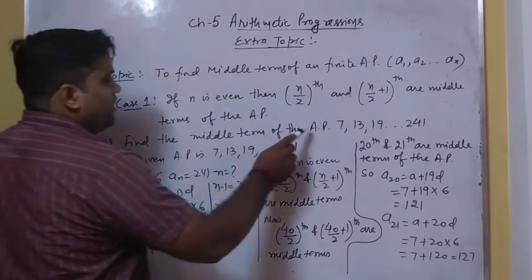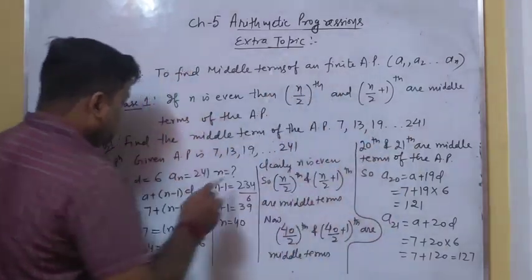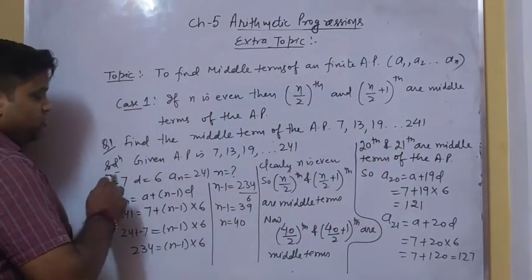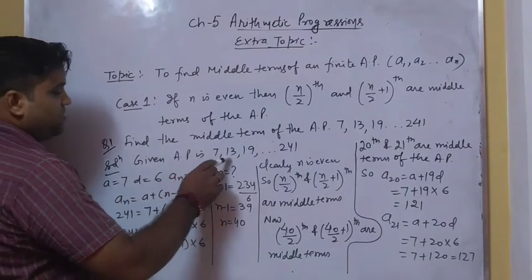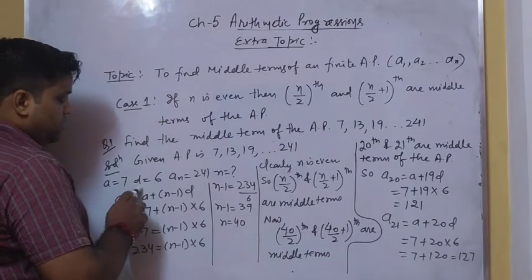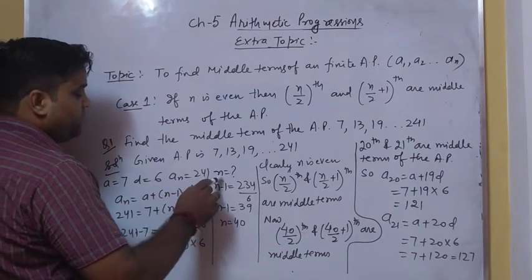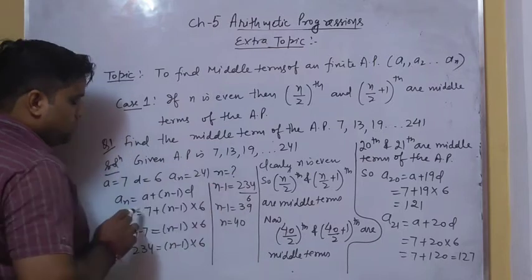Find the middle term of the AP. The given AP is 7, 13, 19 up to 241. Let us come to the solution. The given AP is 7, 13, 19 up to 241. The first term is 7. The common difference between the terms is 6. And the last term is an equal to 241. We have to find the number of terms.